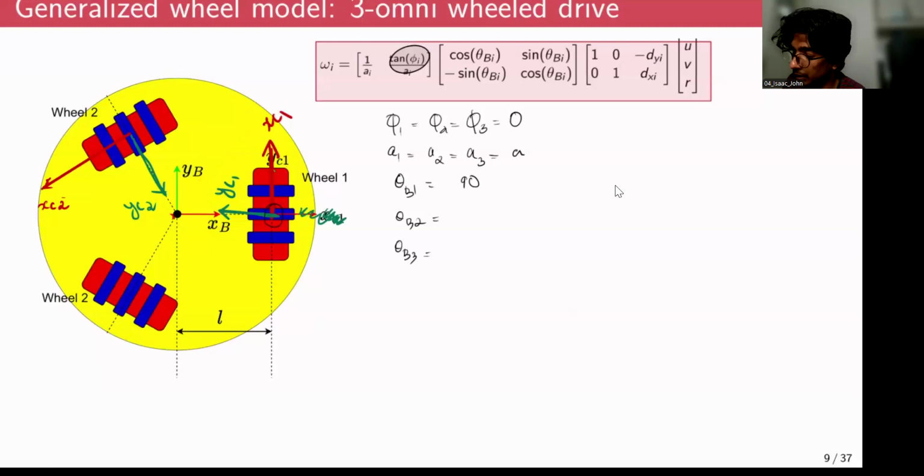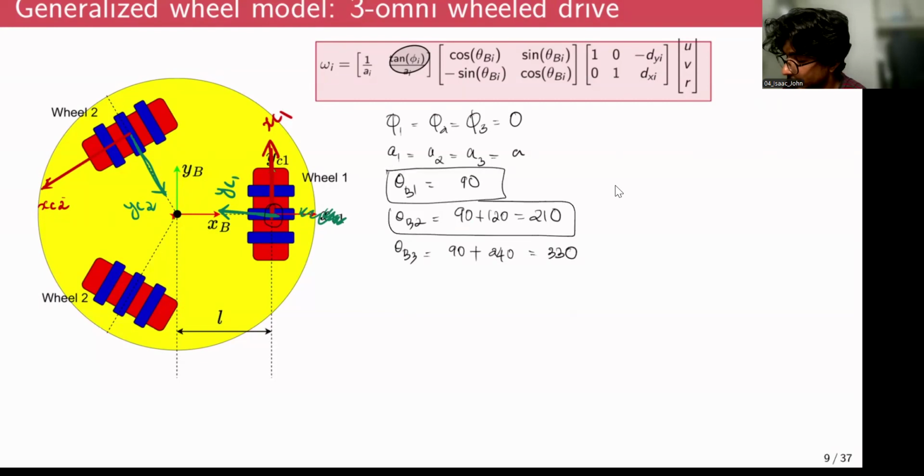Then what about the relative orientation between XC2 and YC2 with respect to XB and YB? That will be 90 degrees plus 120, that is nothing but 210. And theta B3 will be 90 degrees plus 240, that is nothing but 330. So theta B1 is 90 degrees, theta B2 is 210 degrees, and theta B3 is 330 degrees.